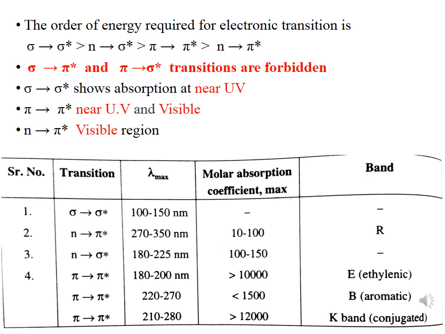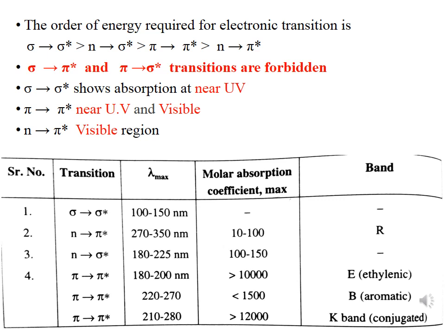Sigma to sigma star transition occurs in the far UV region. Pi to pi star occurs in near UV and visible region. And n to pi star occurs in visible region. As you can see in the table, in case of n to pi star, if it comes in 270 to 350 nanometer, it gives the R band. If pi to pi star, three types of band can be obtained: E band, B band and K band.